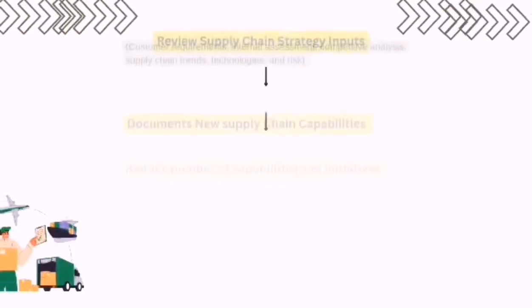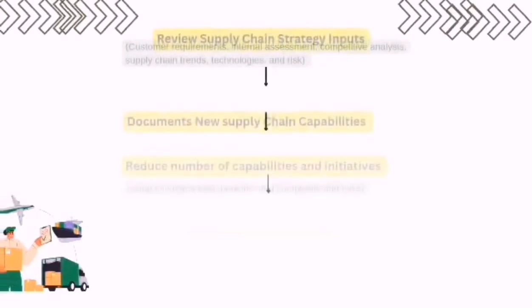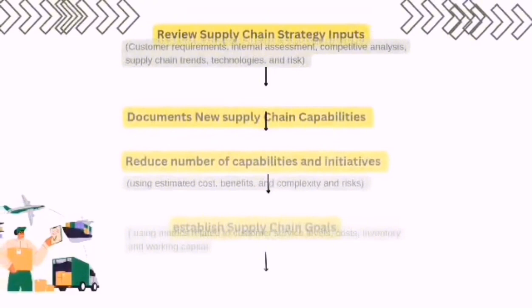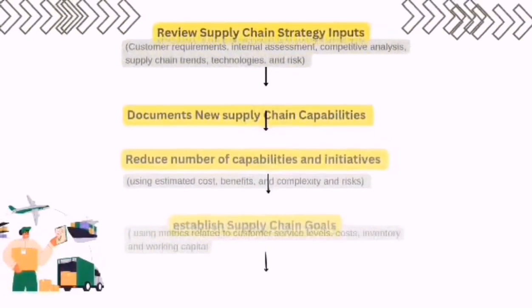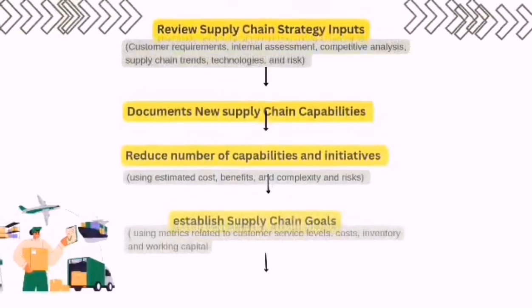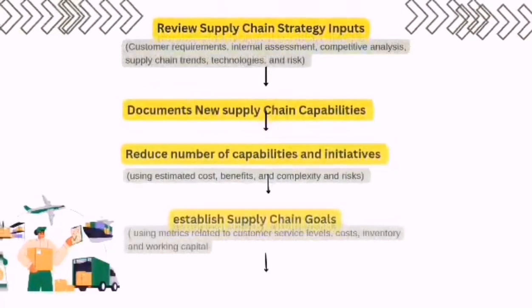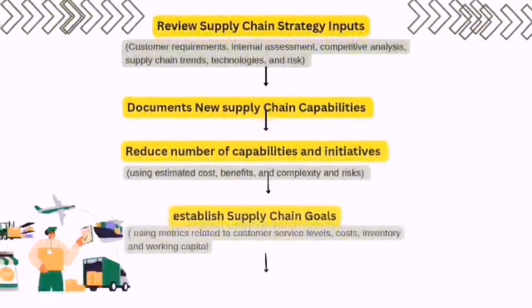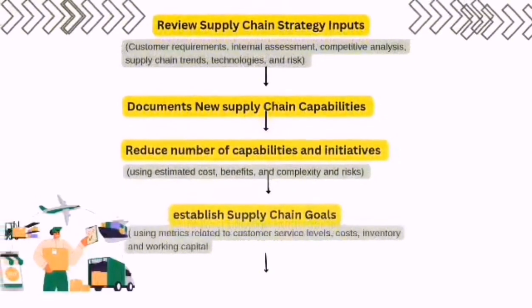The project strategy, therefore, must define the interrelationship of the individual projects. Number 1. Review supply chain strategy input. Include customer requirements, internal assessment, competitive analysis, supply chain trends, technology, and risks. Number 2. Document new supply chain capabilities. Number 3. Reduce number of capabilities and initiatives. Include using estimated costs, benefits, and complexity and risks.